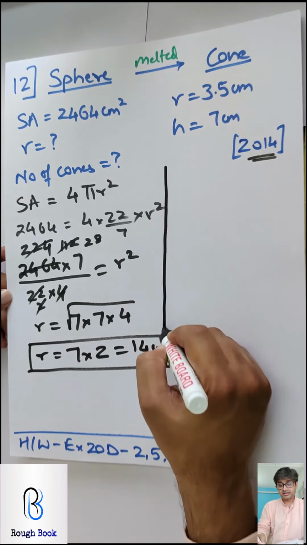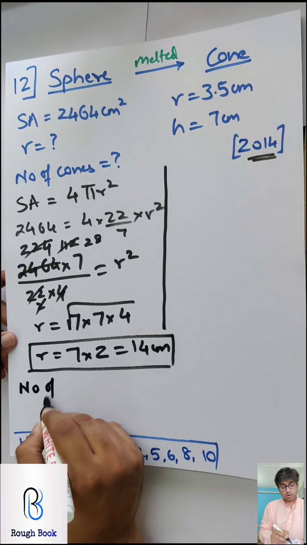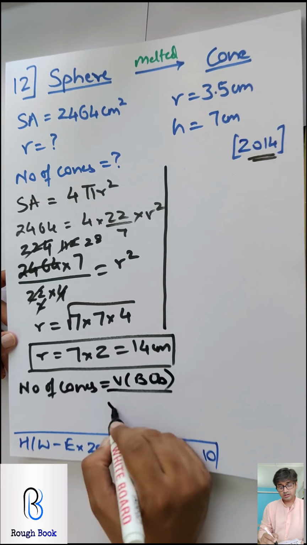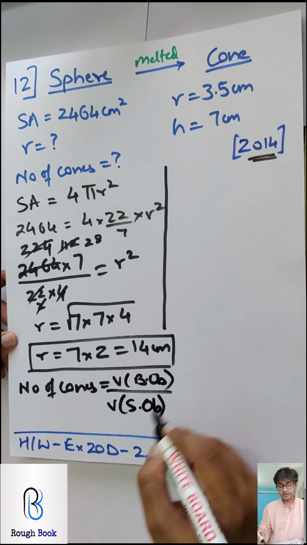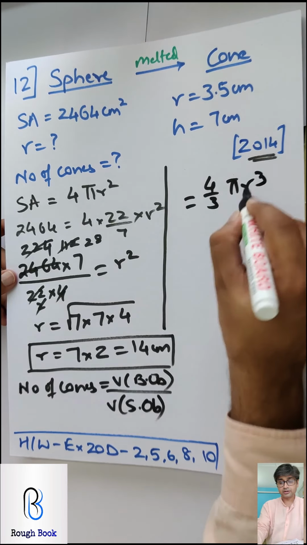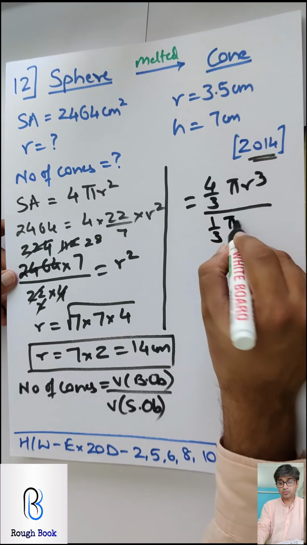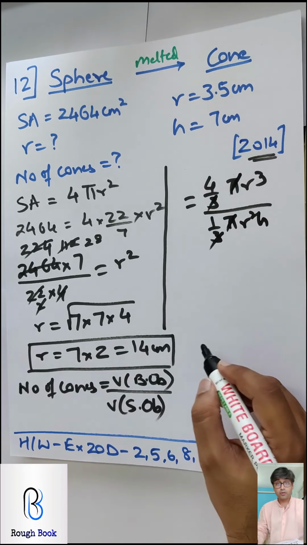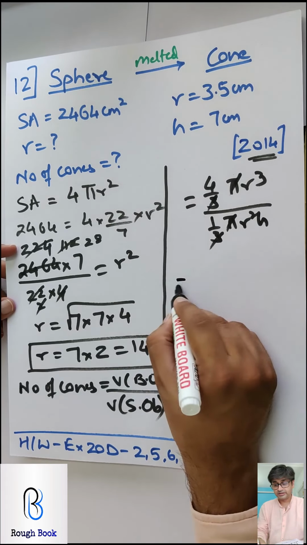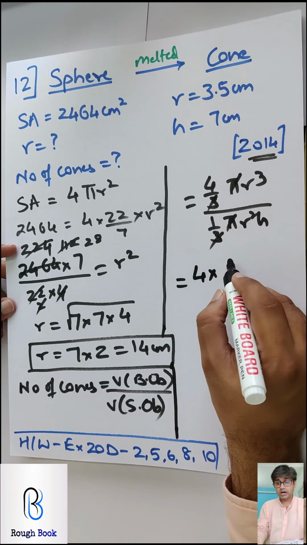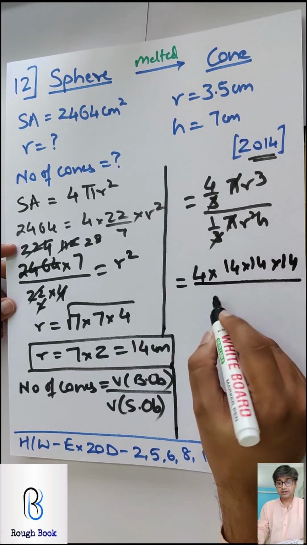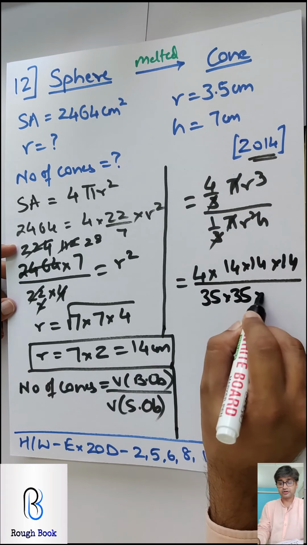But now the second part is still left, that is number of cones, because they are small cones. So volume of big object upon volume of small object. So big object in this case is the sphere. So 4 upon 3 pi r cube. Small object is the cone, 1/3 pi r square h. I hope by now you learned the formulae really well and you are not copying from here, please. So 4r. What did you get for R? 14. So 14 into 14 into 14. And here radius is 3.5 into 3.5 into 7.